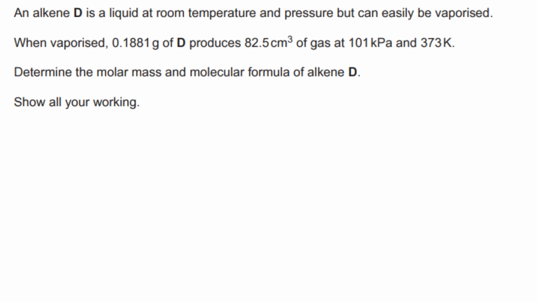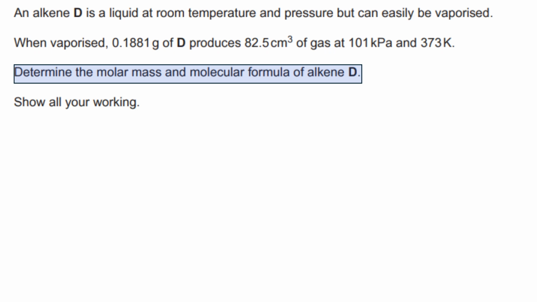So the next question is the other type of PV equals nRT question, where they use PV equals nRT to work out the molar mass and therefore the molecular formula of a compound. So it tells you that an alkene D is a liquid at room temperature and it can be easily vaporized, at room temperature and pressure. Now be careful, because although they're talking about room temperature and pressure, that doesn't automatically mean it's a V equals 24N, because it gives you quite a lot of information about D, a lot of data.